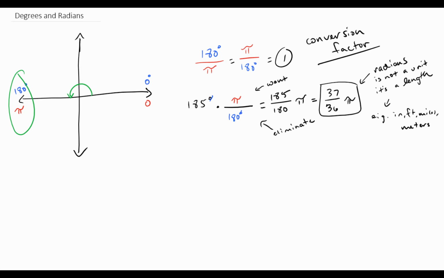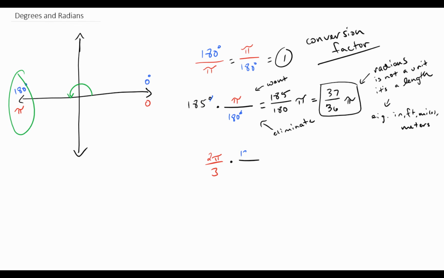Let's see if we can go the other way now. So let's say we have something that's written in radians, and we know it's radians because we don't see a degree mark anywhere, and it's describing an angle. And let's convert it into degrees. So once again, I need a conversion factor, and that conversion factor is going to be equal to 1. As long as I put the same thing on the top and bottom, I'm going to be good.